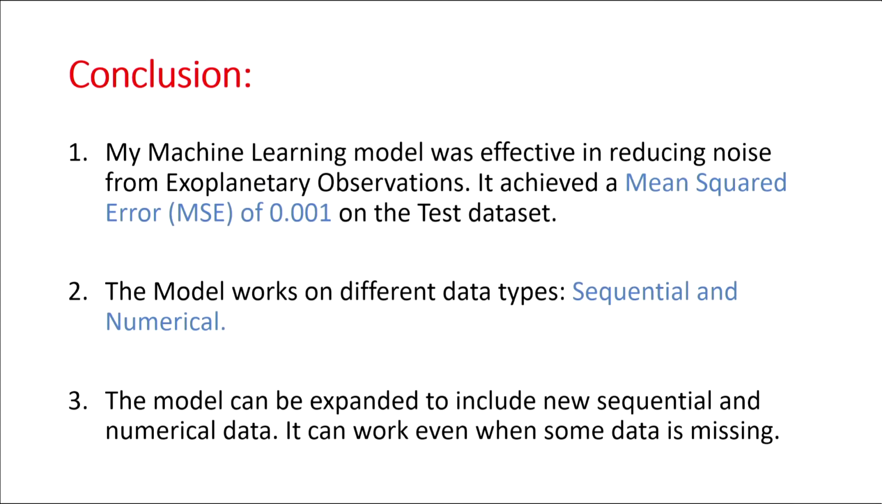So in conclusion, my model is able to get a mean squared error on the data of 0.001 on the test data set, and it also works on 2 different data types, so the time series data as well as the numerical data. So it's a very customizable model, so if we have more data that we want to use from the observations, then we can easily add it into the model and retrain it.